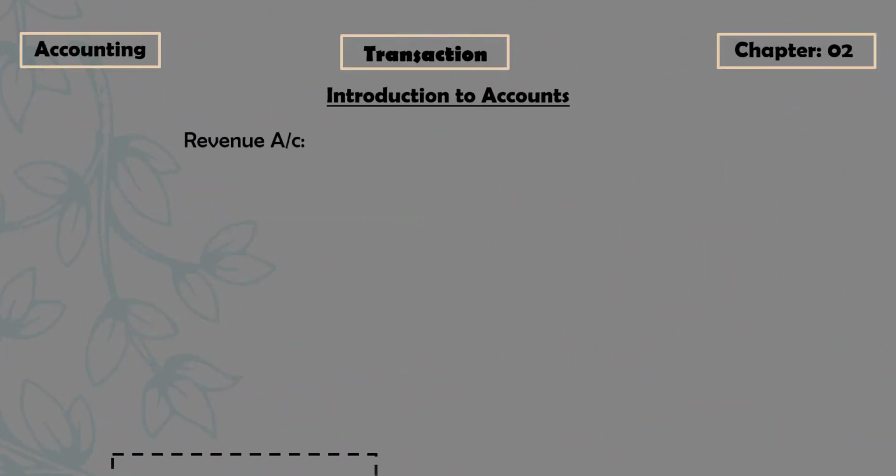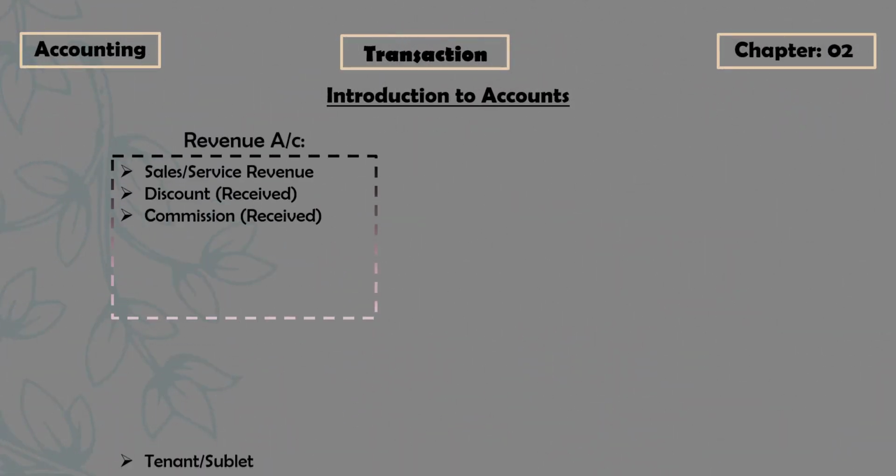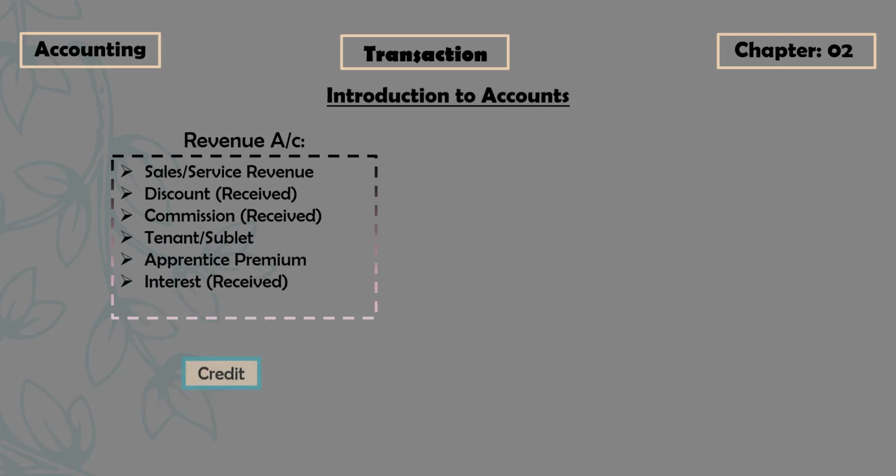Now we will see revenue accounts. Revenue accounts are sales or service revenue, discount received. All received is a revenue account. So discount received, commission received, tenant or sublet, apprentice premium, and interest received. All these revenue accounts are credit.